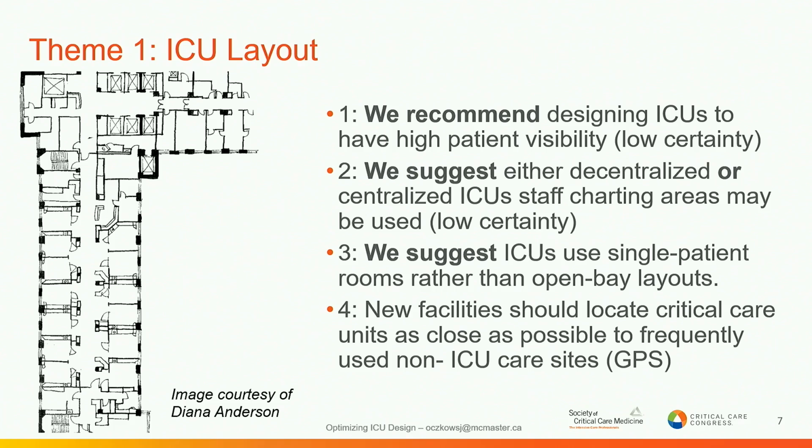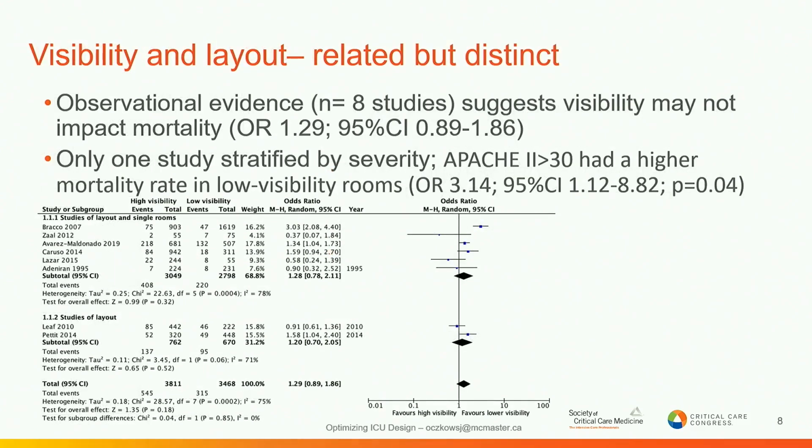And lastly, we made a good practice statement saying that new facilities should locate critical care units as close as possible to frequently used and visited non-ICU care sites. So how did we use evidence to come up with ICU design recommendations? So here's an example: visibility and layout.